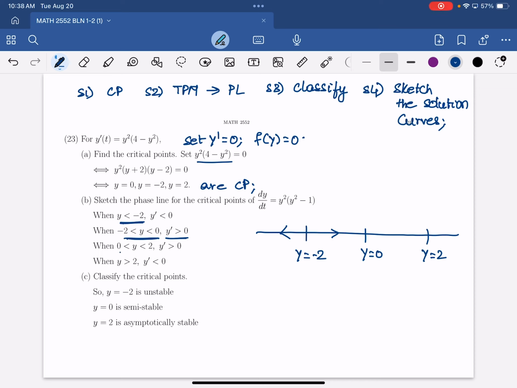So when the value of y is between 0 and 2, you can see that y prime is positive, so that means it's moving away from y equals 0. For all the values of y bigger than 2, y prime is negative, so that means you're going back to y equals 2, or converging to y equals 2. So you can see that the solution curves are moving away from y equals -2. Solution curves are converging to y equals 2. And for certain values of y, the solution curves are going to y equals 0. For certain values of y, the solution curves are moving away from y equals 0.